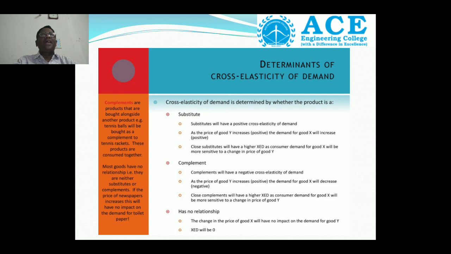Example is car and petrol. When we purchase a car, the demand arises for petrol. When we purchase a computer, the demand arises for software. These are the examples of complementary goods.